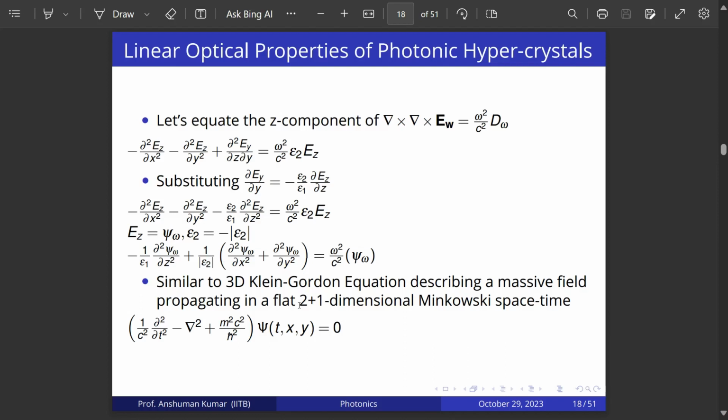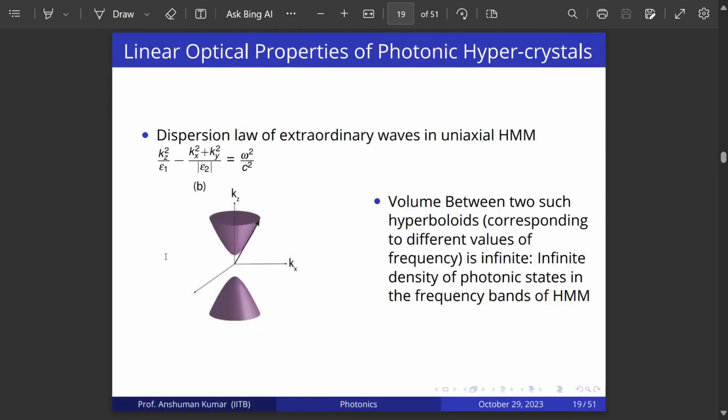where two spatial dimensions are there, and one is the time dimension. See, del square and t. This is the del square and this is the t. So z is effectively acting like a time axis. And the dispersion law of extraordinary waves in HMM can be given by this, as we all know. For different frequencies there will be different hyperboloids, and the volume between two such hyperboloids is basically infinite.